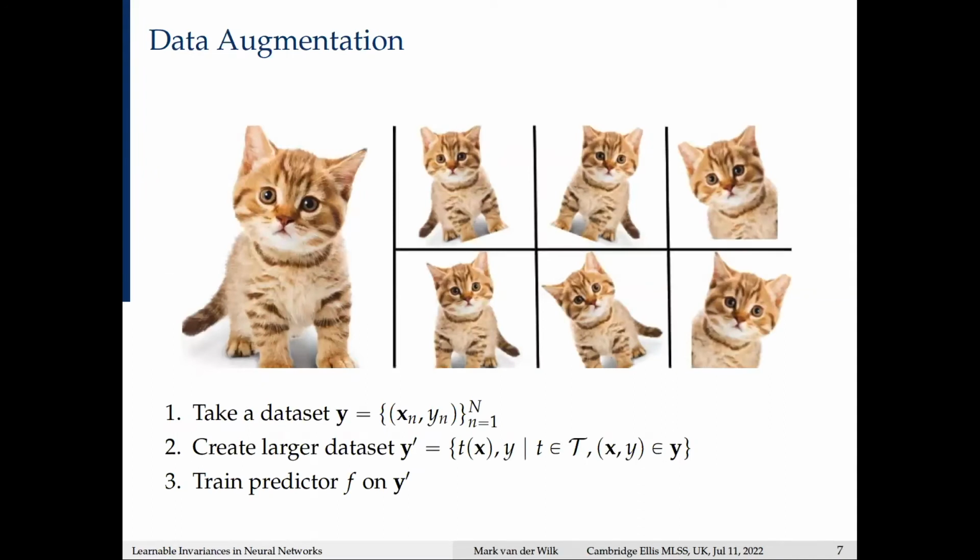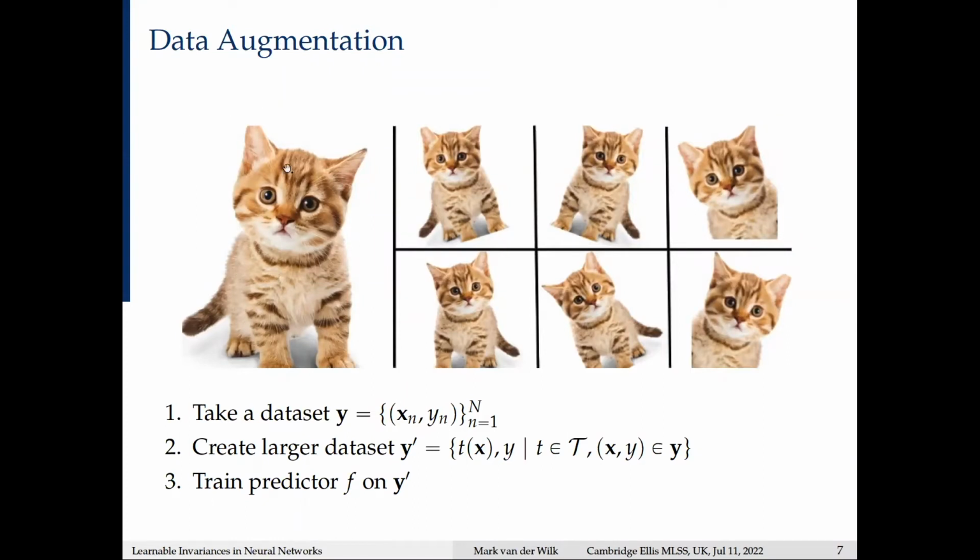Right, so let's start with data augmentation. Data augmentation is a procedure by which we can add an inductive bias to basically any machine learning model, any supervised learning model. Imagine that we have a particular classification task, and we know a priori that we should give the same classification to multiple variations of a particular input image.